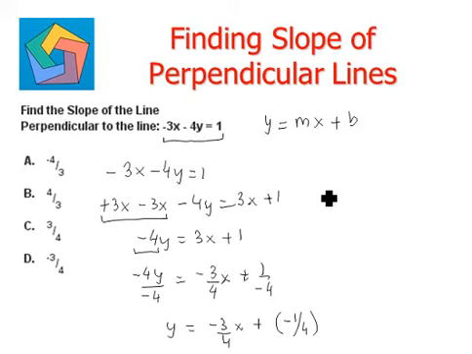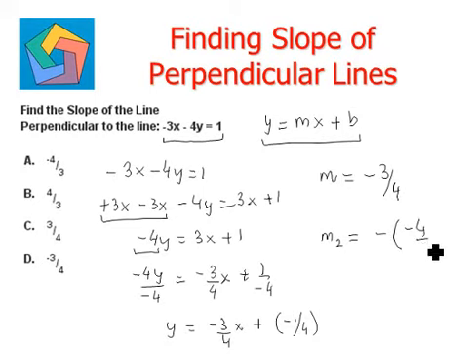Now this looks similar to y equals mx plus b. The slope of the given line is -3/4. Now we know that the slope of the line perpendicular to it would be its negative reciprocal. So let's say m2 is the slope of the line perpendicular to it. The negative reciprocal of this would be negative 4/3. We flip and take the negative sign, so the negative becomes positive, and m2 is 4/3. So the slope of the line perpendicular to the given line is 4/3, which is seen in option B.